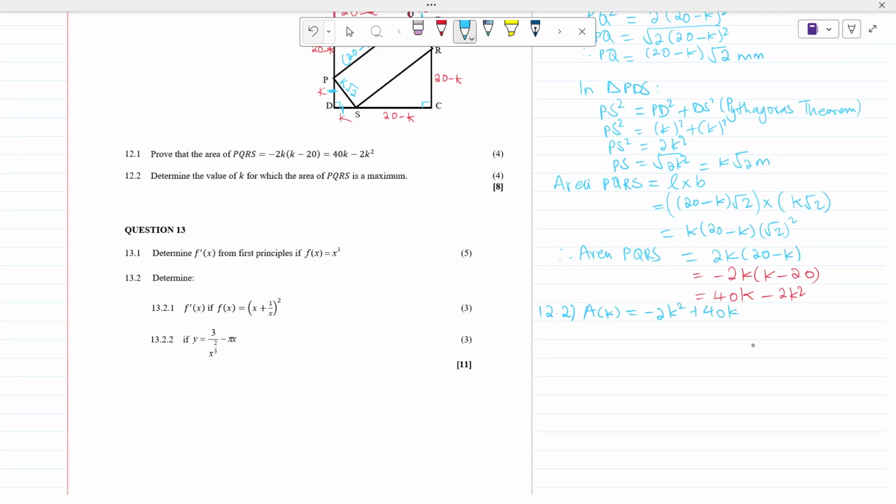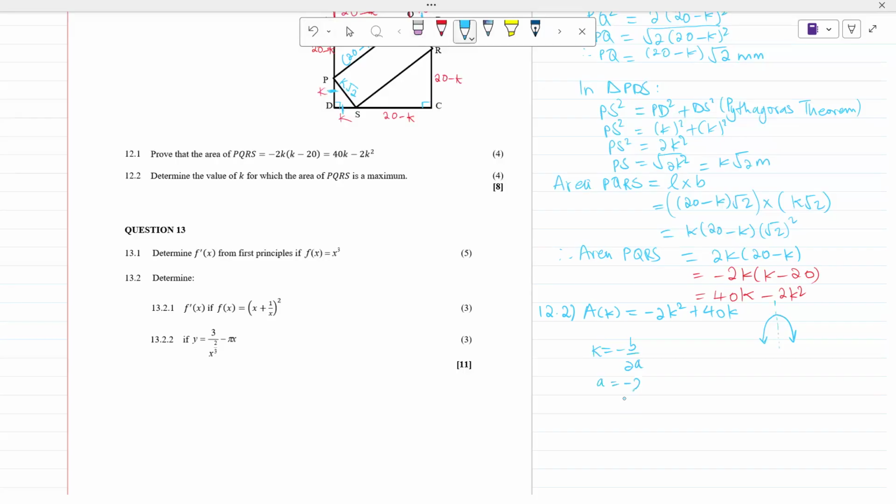So the value of K that will give the maximum here will happen at the axis of symmetry. So it means the equation x equals minus b over 2a, which is the axis of symmetry of this quadratic function, will give us the value of K that corresponds to a maximum. Let me call it K here because the unknown is K. So I can see that my a is negative 2, my b is equal to 40. I'm going to substitute to get that value that will give me a maximum. Of course, it must be a maximum because the leading coefficient is negative.